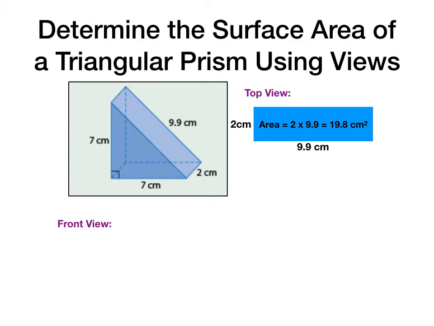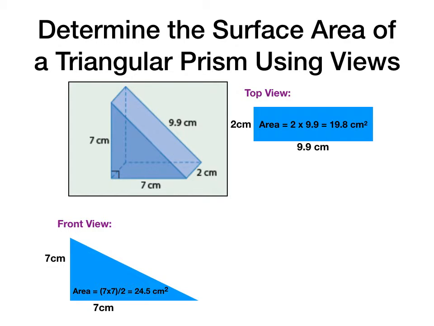Then, for the area of our front view, we would be determining the area of a triangle with the dimensions 7 centimeters by 7 centimeters. To find the area of a triangle, we take those two dimensions, 7 times 7, as if it were a rectangle, but then we halve it because it's a triangle. So 7 times 7 is 49. Divide that by 2 and we get 24.5 square centimeters.